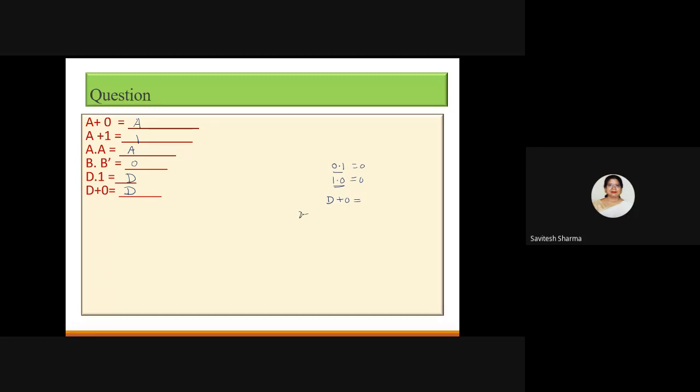If D is 0, then what is the expression? 0 plus 0, and we know this is OR operation, it is 0. If D is 1, then it is 1 plus 0, so output will be 1. So if D is 0, output is 0. If D is 1, output is 1. So D plus 0 is actually D. Please remember this property.